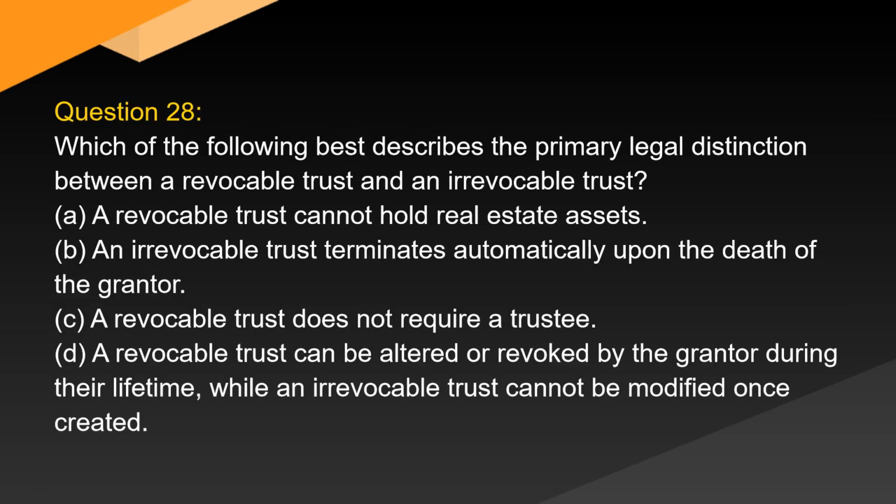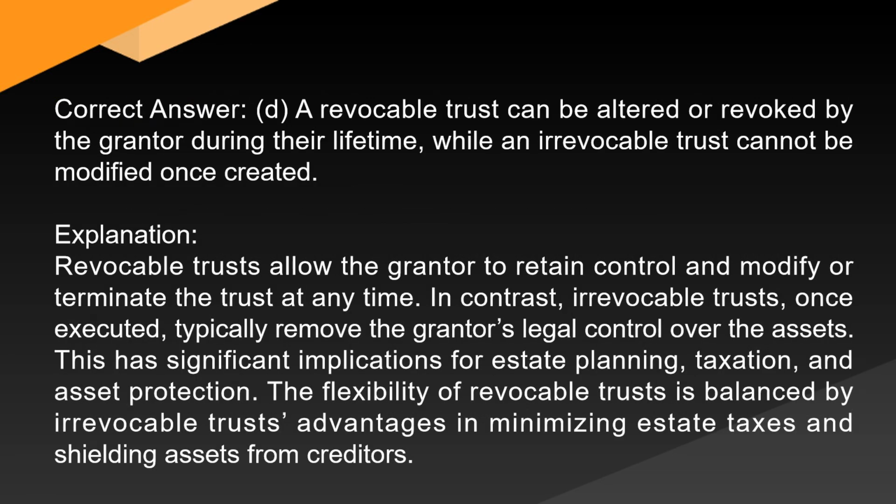Question 28. Which of the following best describes the primary legal distinction between a revocable trust and an irrevocable trust? A. A revocable trust cannot hold real estate assets. B. An irrevocable trust terminates automatically upon the death of the grantor. C. A revocable trust does not require a trustee. D. A revocable trust can be altered or revoked by the grantor during their lifetime, while an irrevocable trust cannot be modified once created. Correct answer: D.